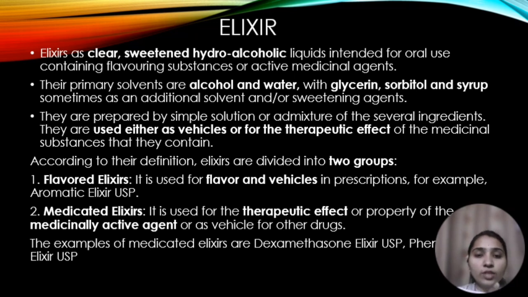So according to their definition, elixir is divided into two groups. First is the flavored elixir and second is the medicated elixir. Flavored elixir is used for flavor and as a vehicle in prescription, and medicated elixir is used for the therapeutic effect or properties of the medicinally active agent. Examples of medicated elixirs are dexamethasone elixir and phenobarbital elixir.